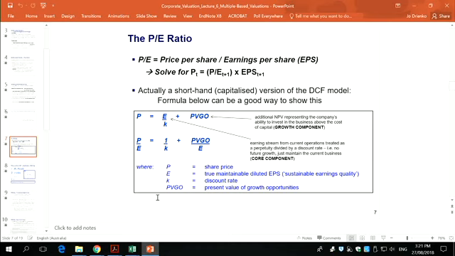Okay, let's look at the ratio. So the ratio is not complicated. It's just two numbers. So the PE ratio, like I said in the beginning of class, is current price per share, divided by earnings per share 1 year into the future.